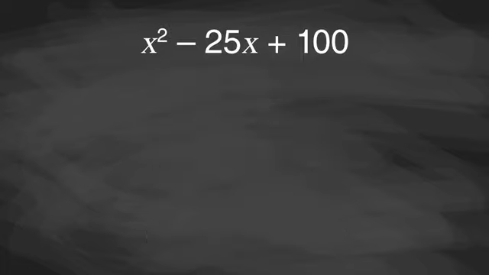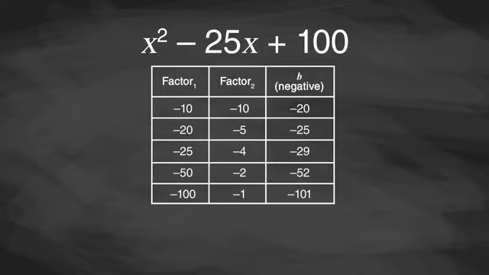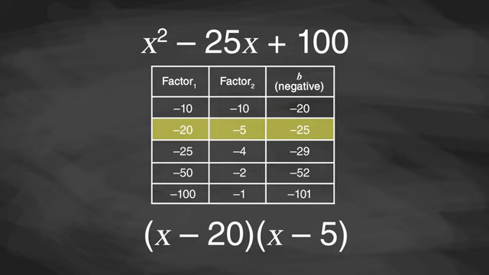Since x squared minus 25 times x plus 100 has a positive 100 and a negative b value, we can use the second table we created. We need to find the row that has negative 25 as a b value to determine the factors we need to use. Once the factors are determined, the expression can be rewritten in factored form.